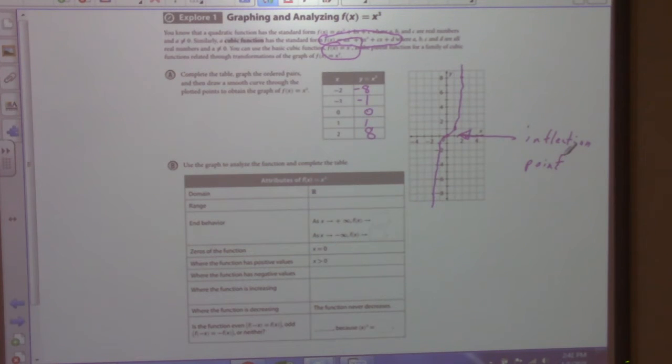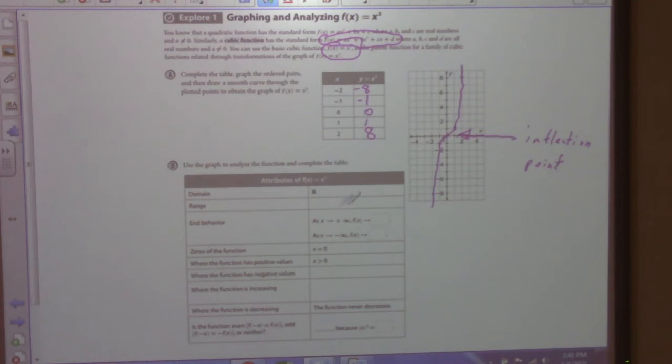So it's not exactly the vertex, is it? But it's kind of good. It's a symmetrical center of this curve, isn't it? Even though it's not technically a vertex.